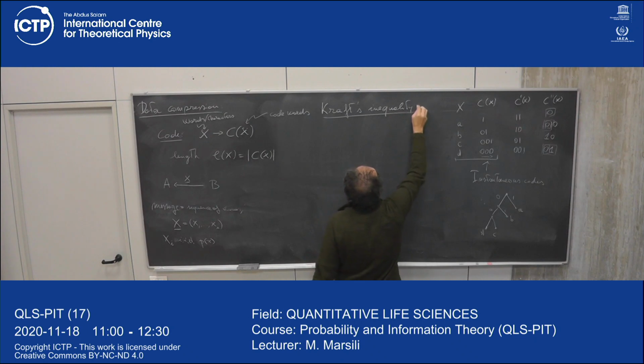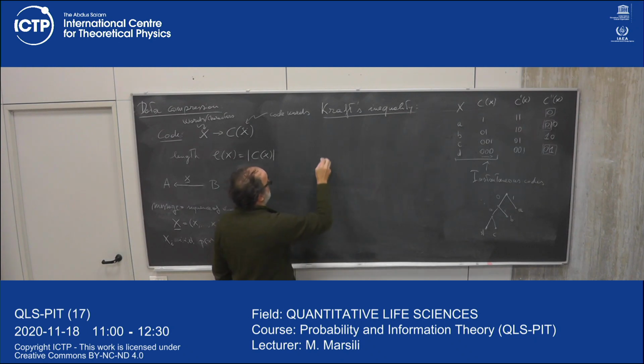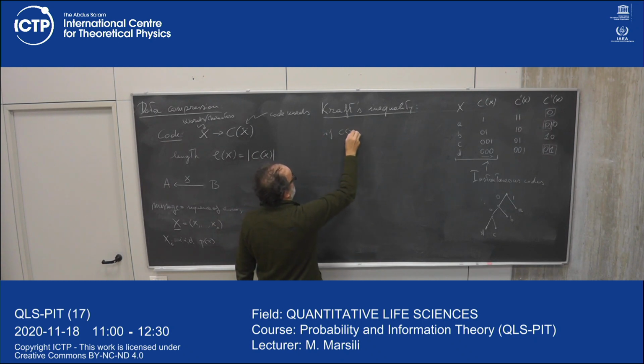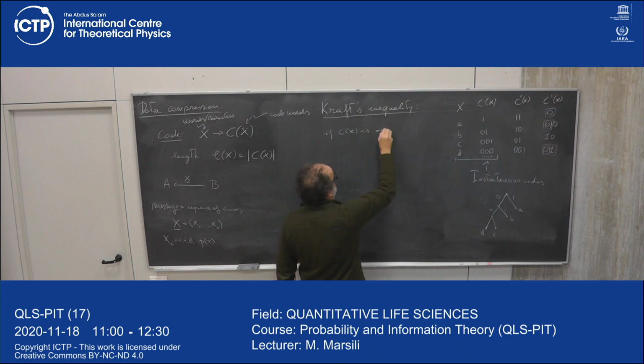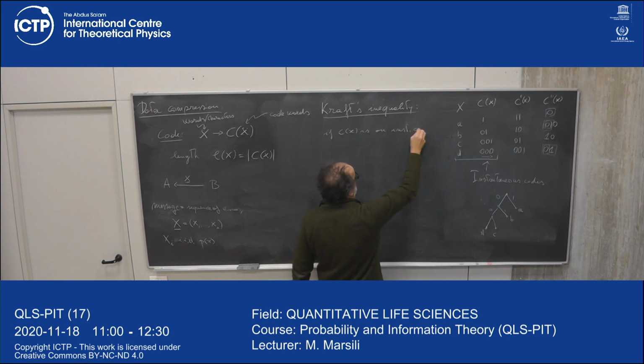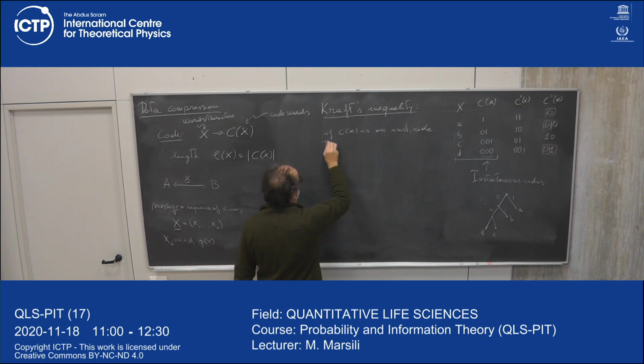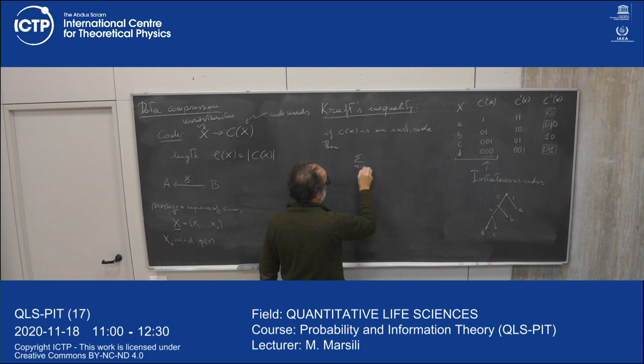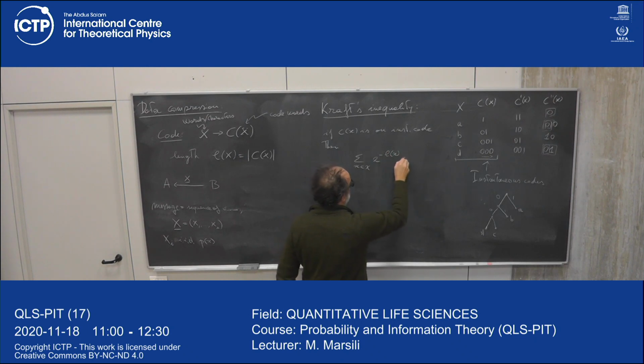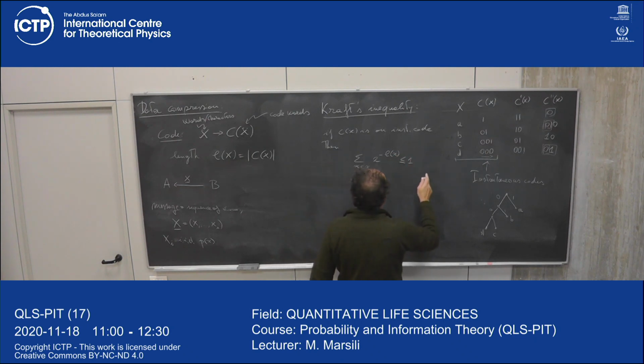Okay, so if a code is an instantaneous code, then the sum over all the characters in the alphabet of 2 to the minus the length of code word x is less or equal to 1, where this L of x is equal to the length of code word x, okay?